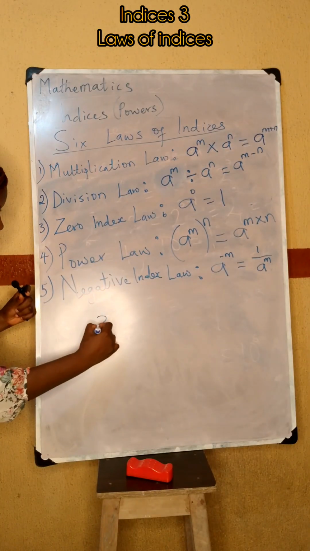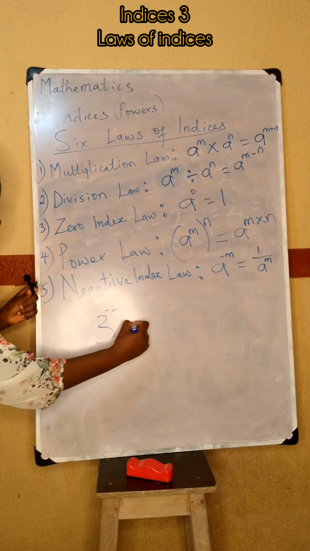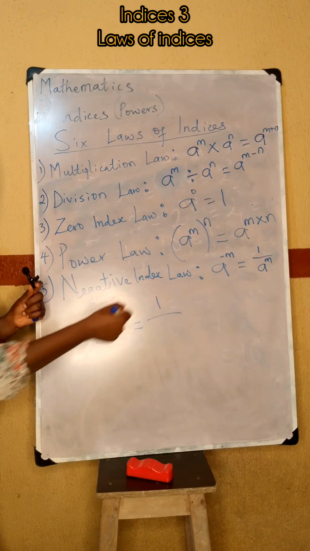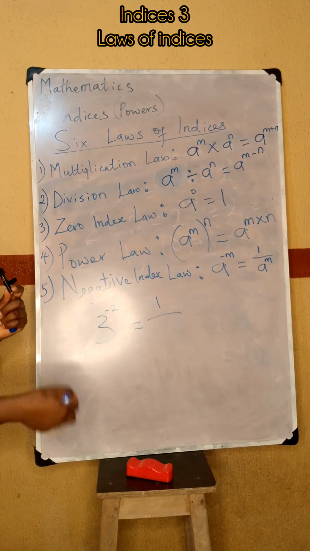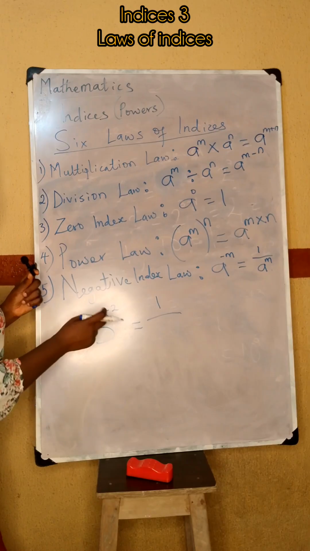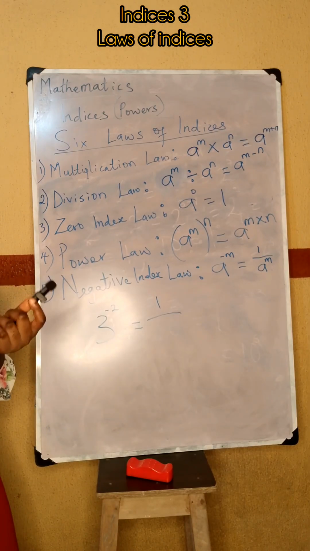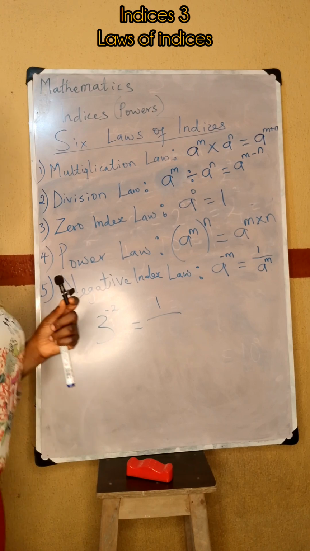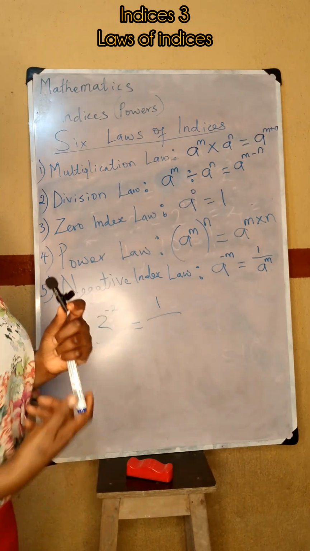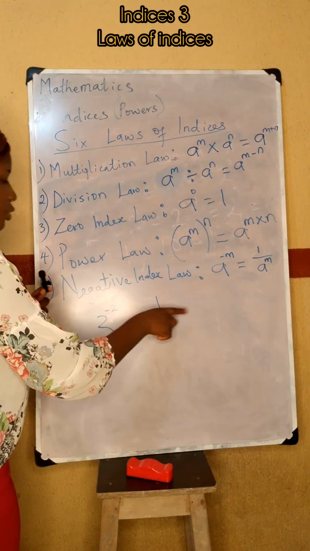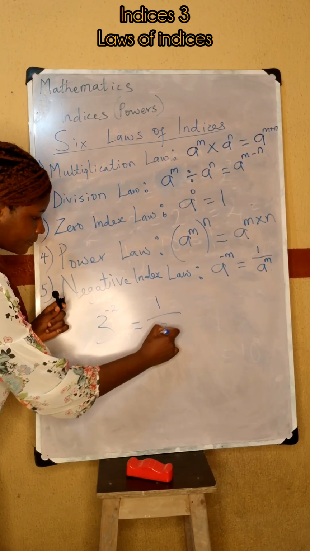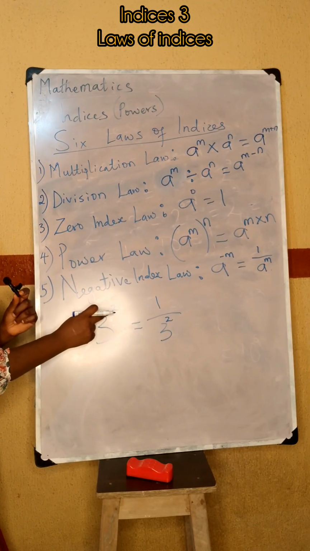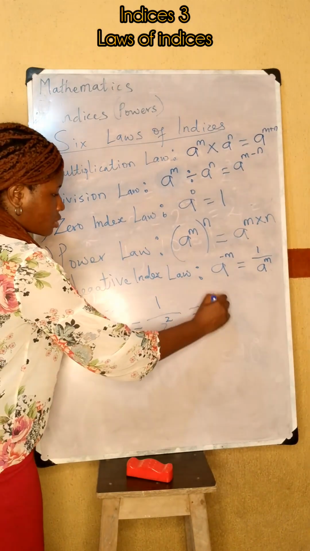Example, if I have 3 raised to power minus 2, this will now become 1 over. The negative is what makes it turn to the reciprocal. We saw this in number bases, if you remember, when we were dealing with decimals. So because of that negative, we write 1 over, then this number raised to a positive index, no longer negative.